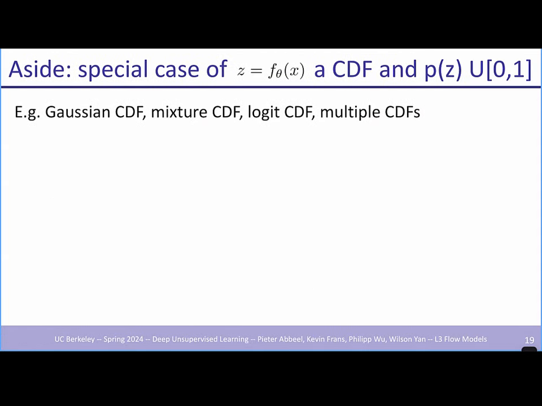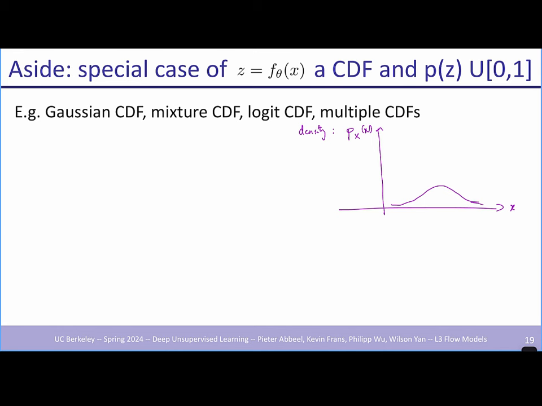All right, now let's look at a special case which comes up quite a bit. Let's assume z, f theta of x, is a cumulative density function, and pz is going to be uniform 0, 1. Okay? What does it mean to be a cumulative density function? Cumulative density function means that essentially when you have a regular density, let's say px of x, the density assigns this probability to each interval. So you might have a density that might look, who knows, maybe like a Gaussian.